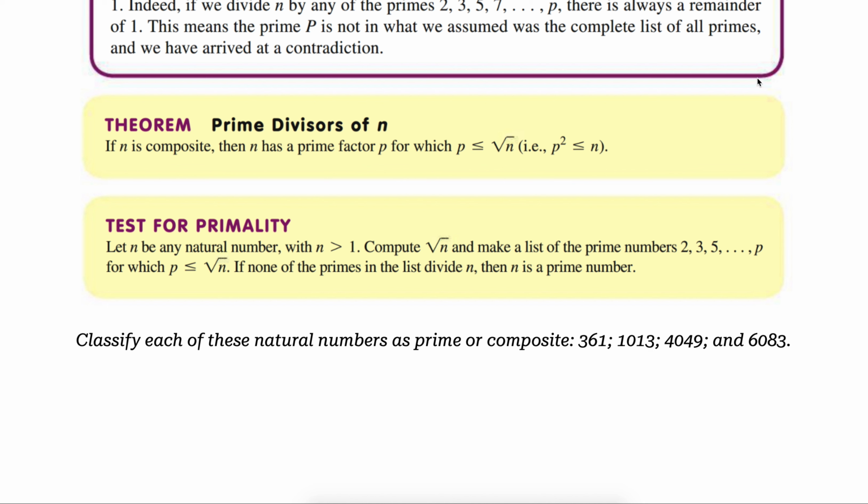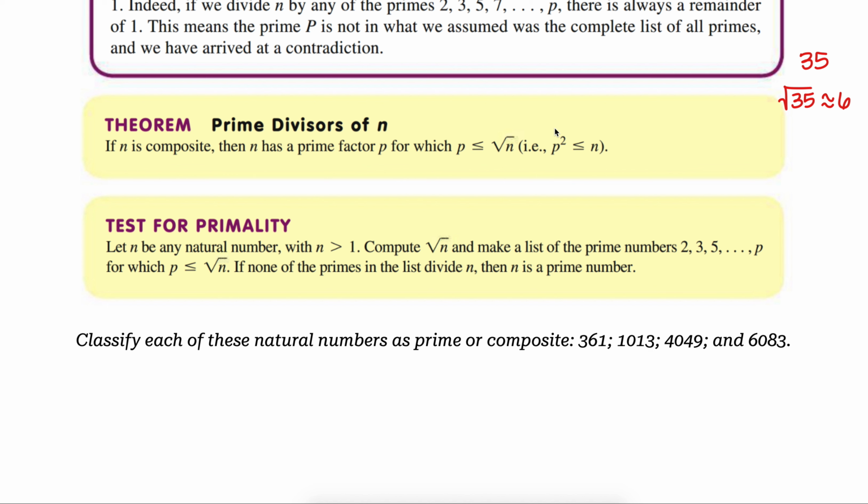Let's say we are looking at the number 35. The square root of 35 is about 6. It's just under, but let's say it's about 6. This theorem says that 35 has a prime factor less than or equal to 6, and 35 is divisible by 5, which is a prime number. So there's the theorem in action. That's what this first theorem says.